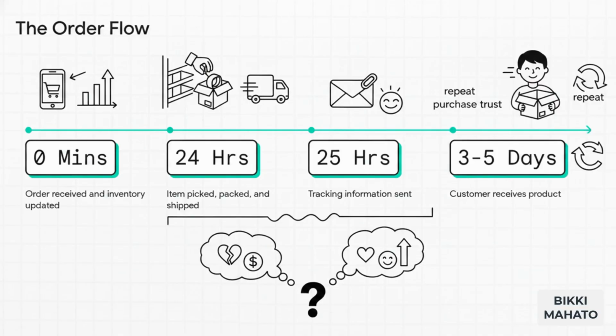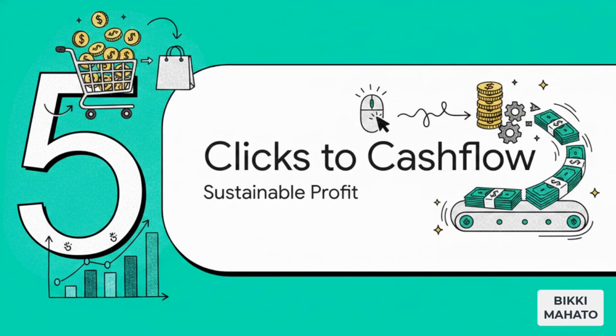This physical delivery phase is make or break. Why? Because fast, transparent, and reliable fulfillment drastically lowers your customer support costs, and it exponentially increases the chances that the customer will actually trust you enough to come back. Finally, Section 5, turning clicks into cash flow. This is about generating sustainable profit.